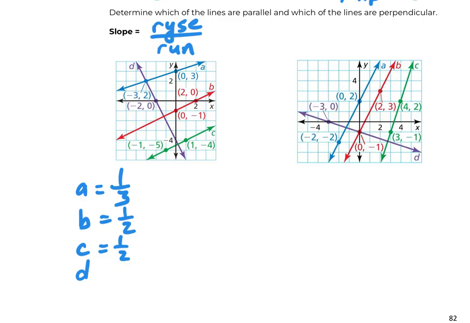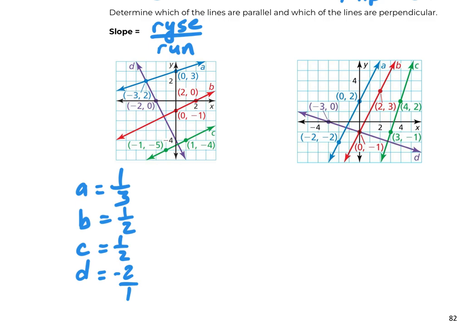Here you have a couple of different points that you could use, but I'm just going to use these two because those are the two that are labeled. And we're going to go down 2 and over 1. And that would be our slope for D. Okay, those are our 4 slopes.